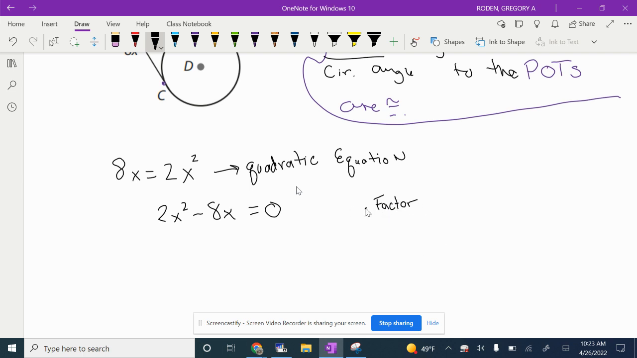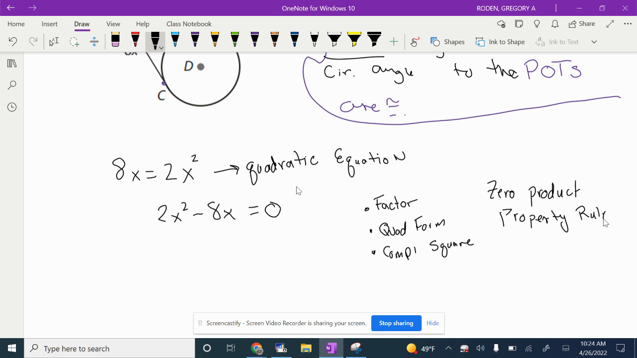If we can't factor them, then we can use the quadratic formula. Or we can complete the square. But this one right here is absolutely an easily factorable problem. And then we're going to use something called the zero product property rule. It's a very simple property rule. It's a very simple concept.